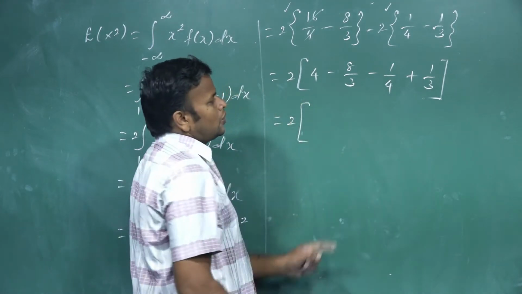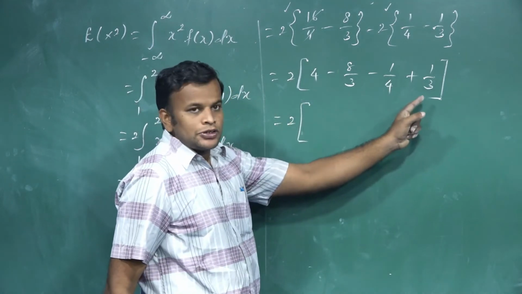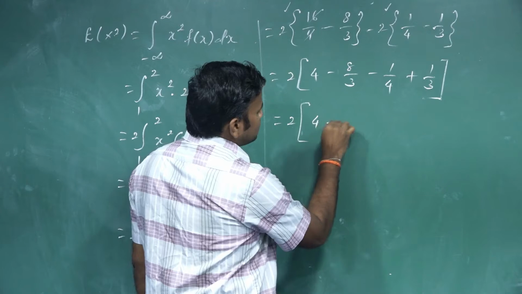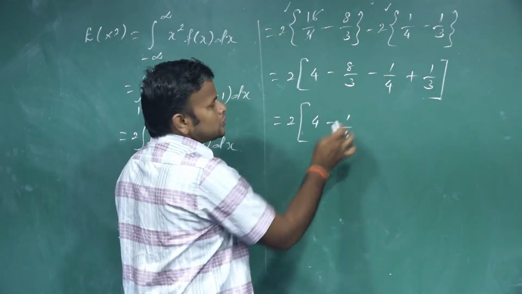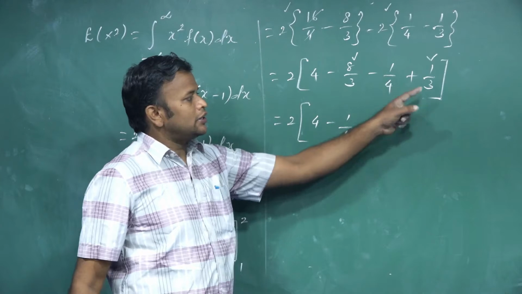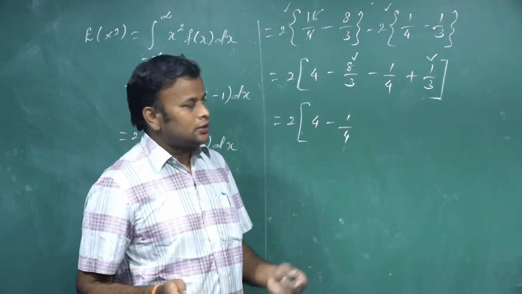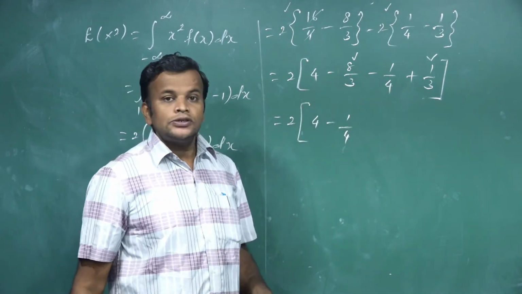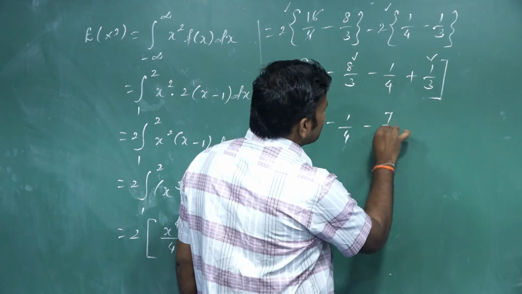Here there is no cancellation possible, but we simplify some terms. 4 minus 1 by 4. You see in these two terms, the denominator is 3, so you add the numerators: minus 8 plus 1 actually. So minus 7 by 3.